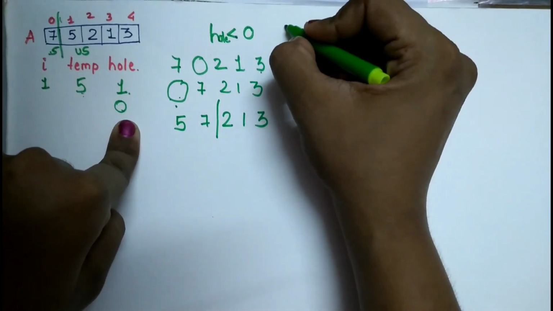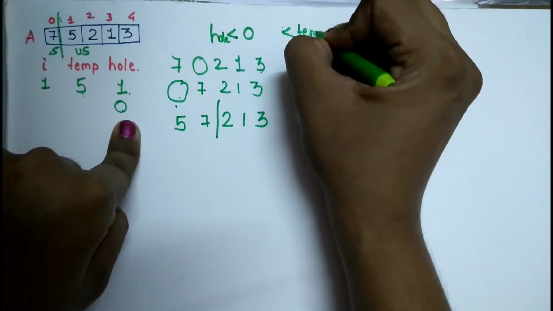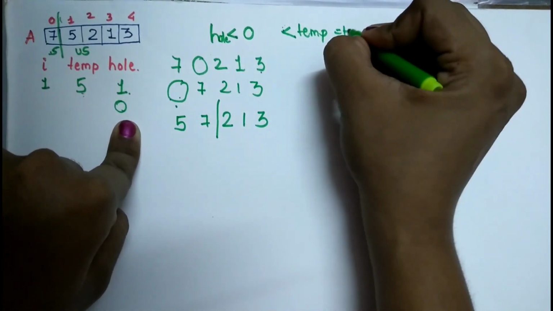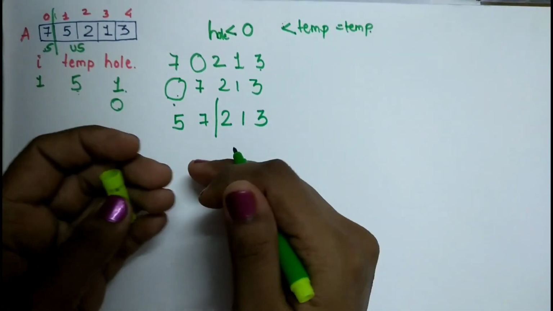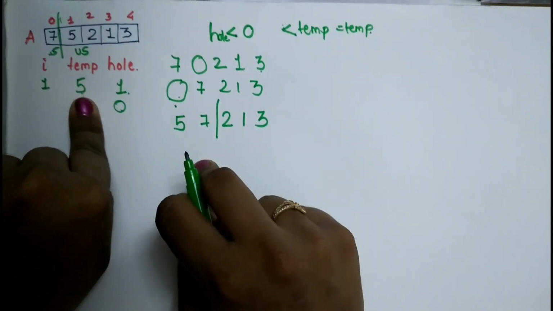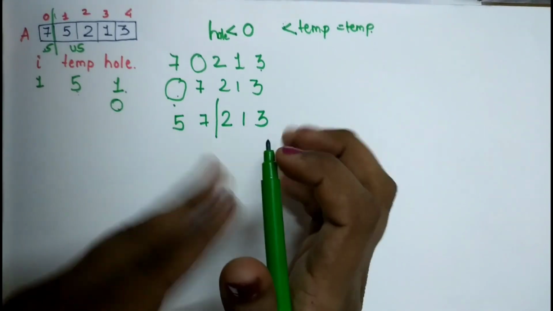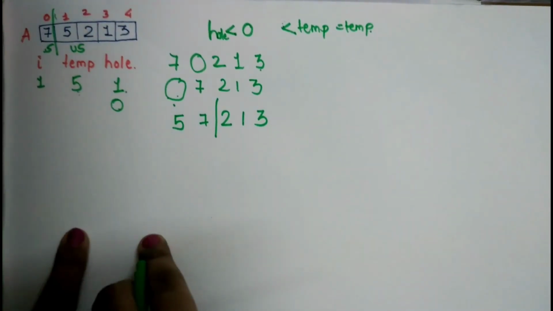That could be when I find an element which is smaller than my temporary or equal to my temporary. When I find such an element, I'll stop there and I'll bring my temporary back to the whole, and that will get me the sorted one. So I think that will be better understood when I go to the next part.